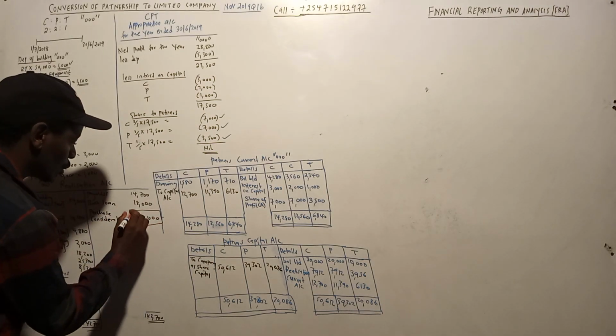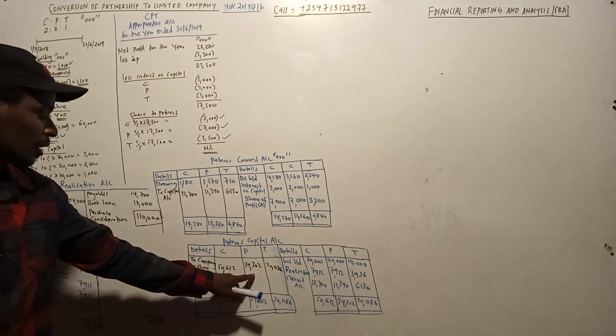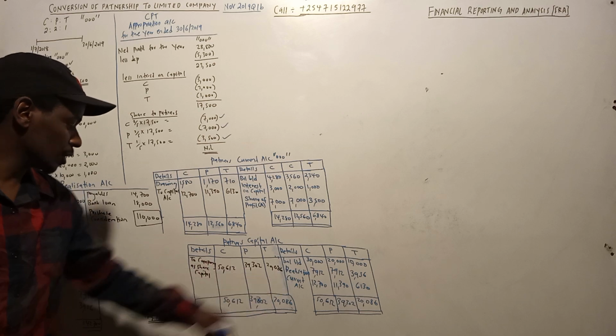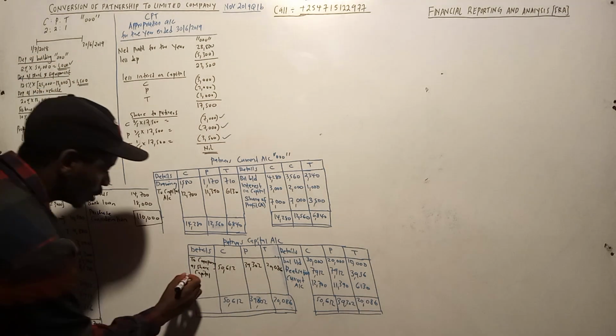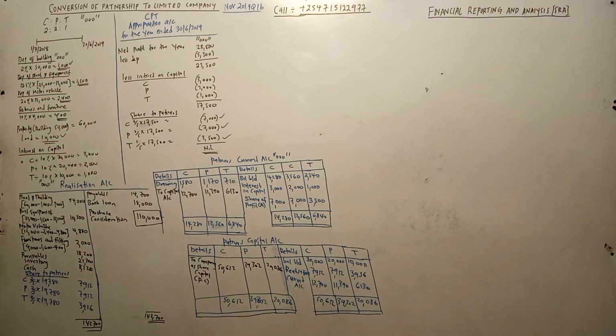You see this purchase consideration of 110,000 is supposed to be the same as 50,612 plus 39,302 plus 20,086. It's the same as the purchase consideration.